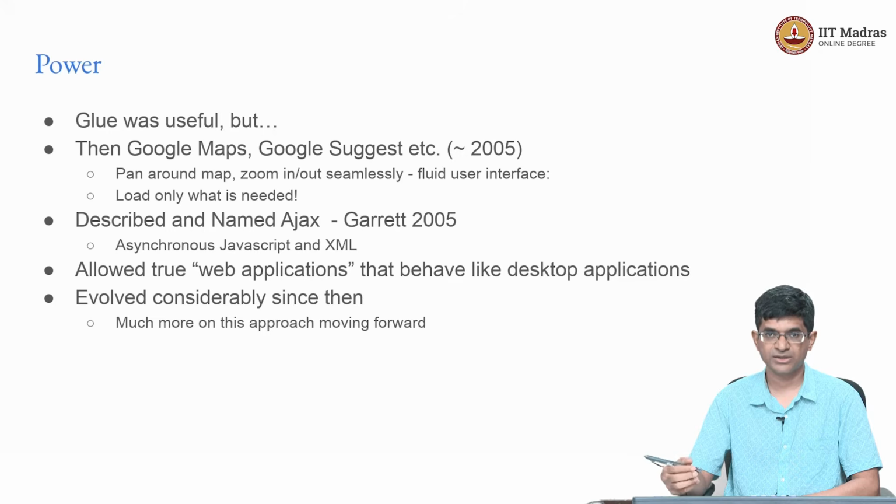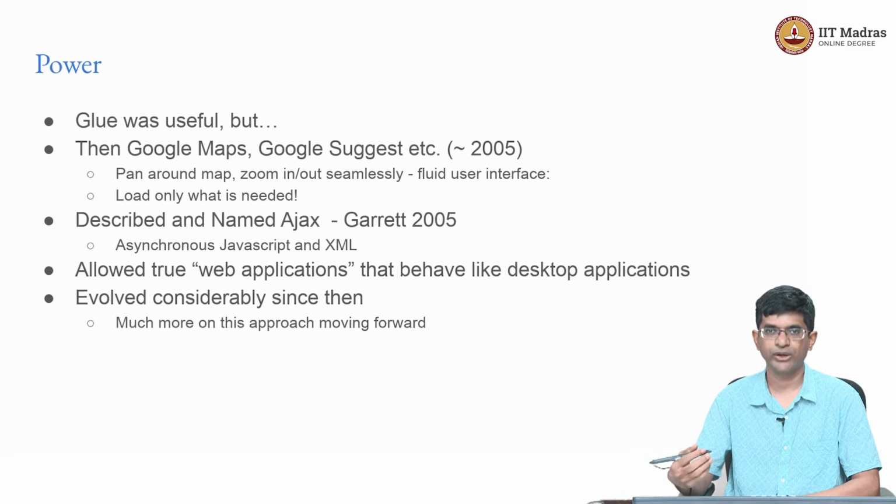And one of the best demonstrations of this was in Google Maps, which came out around that time frame. Similarly, Google also had something called Suggest, which would give you suggestions as you type. And the point about Google Maps was, of course, most of you are probably familiar with Google Maps at this point. You can scroll around in a map, you can zoom in, zoom out, and it's all very fluid, right? It just shows you the part that you need to see.